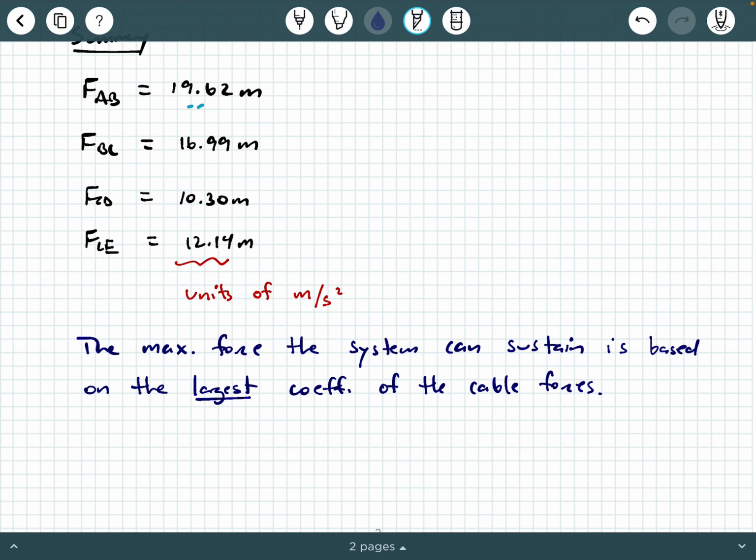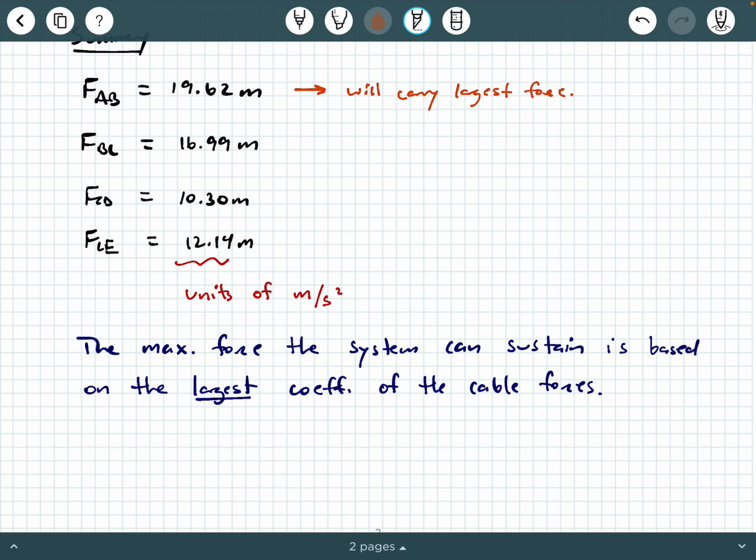cable AB will always have or carry the largest force because it has the largest coefficient. So let's make a note here, okay? I'm going to say will carry largest force. And again, we know that because it has the largest coefficient of all four of these cables.